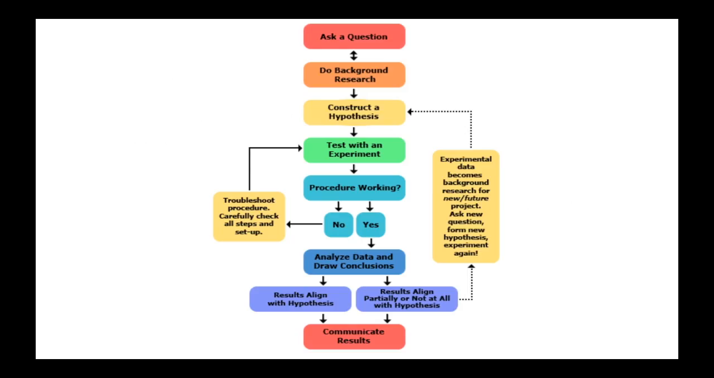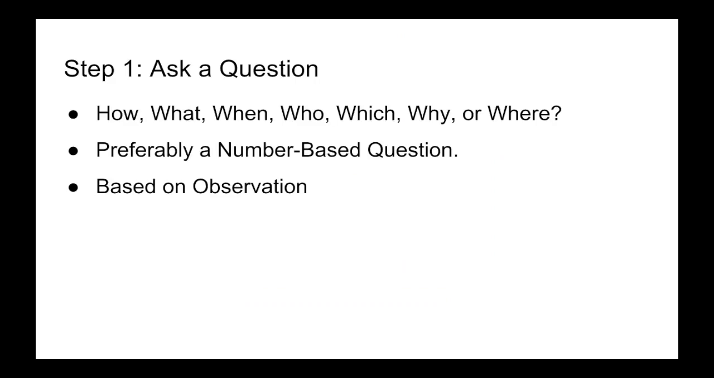So first you ask a question, next you do research. The most important step, in my opinion, is construct a hypothesis, because that's where the rest of the process starts. And then you start testing and seeing if your procedure works, and this is the area where you may need to loop back to constructing a hypothesis or retesting your experiment because something didn't occur the way you planned it to.